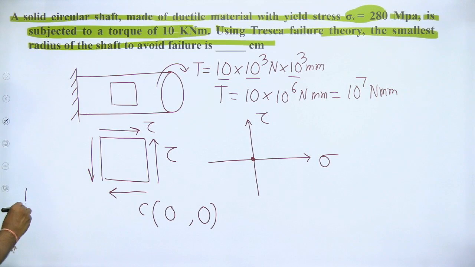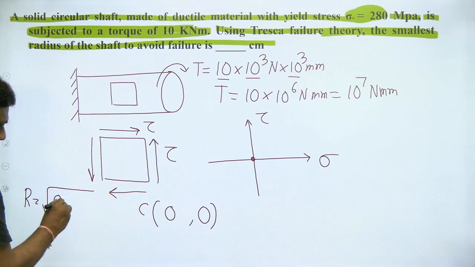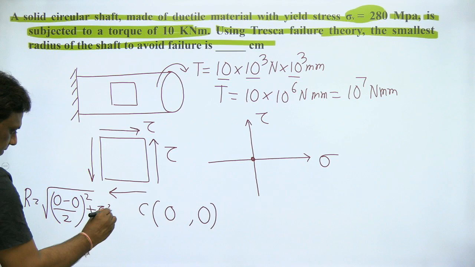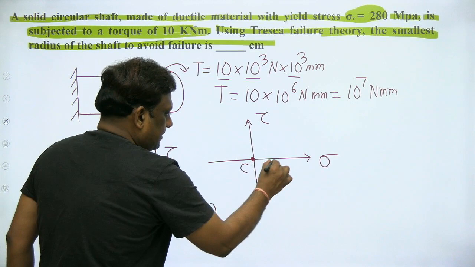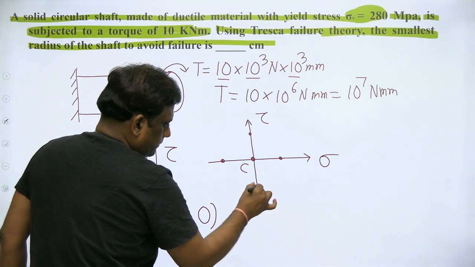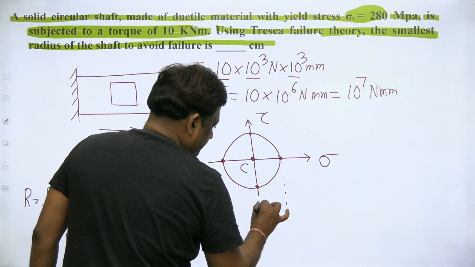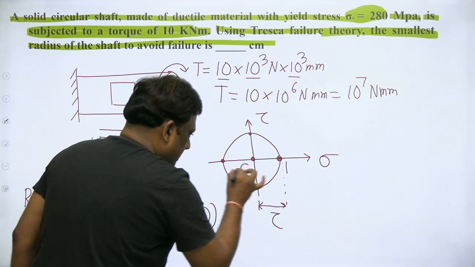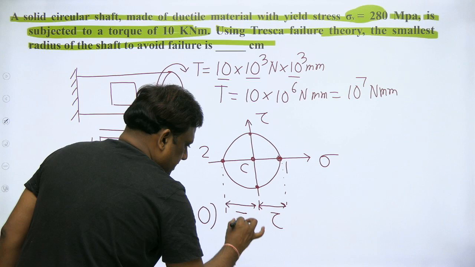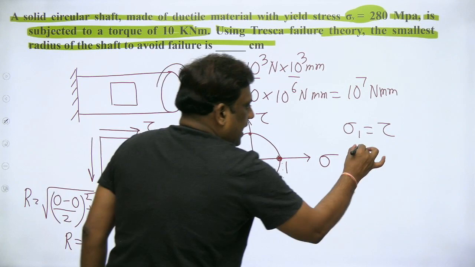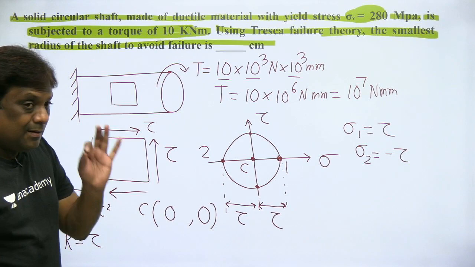Let's find out the radius. The radius is the square root of ((sigma x minus sigma y) by 2) whole squared plus tau squared. There is no sigma x and no sigma y, so the radius is equal to tau. The center is here and the radius is tau. So this is our Mohr circle. This is the major principal stress and this is the minor principal stress. So sigma 1, the major principal stress, is tau, and sigma 2, the minor principal stress, is minus tau. Sigma 3 is 0.